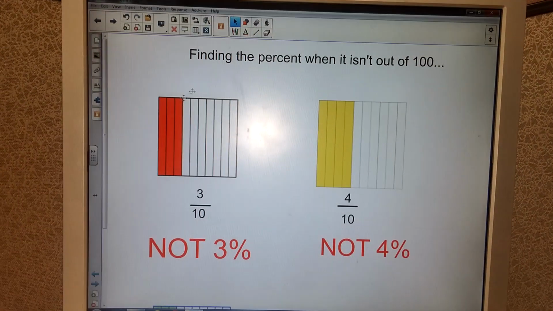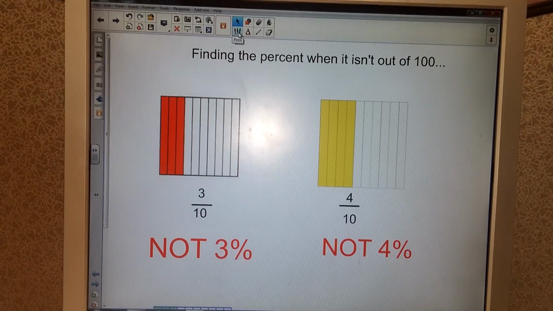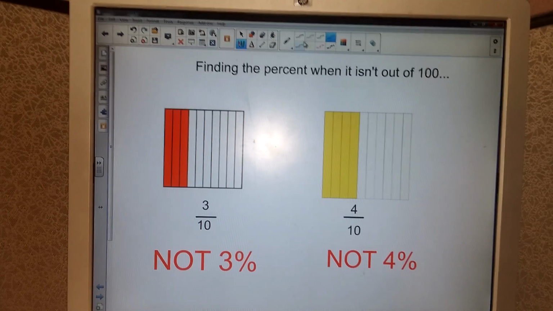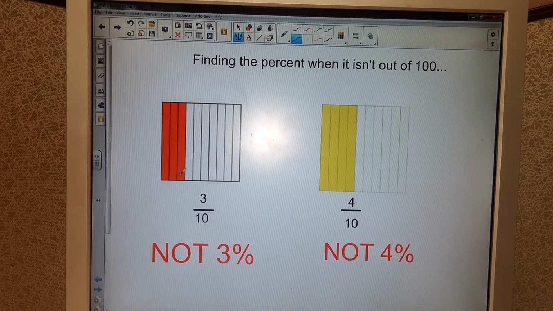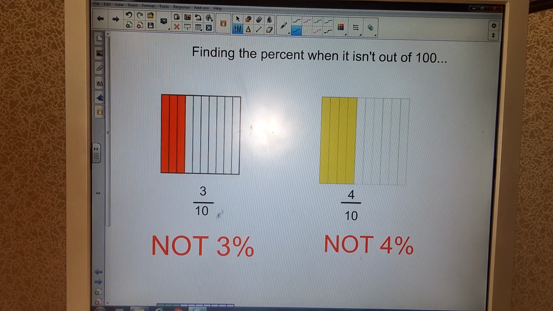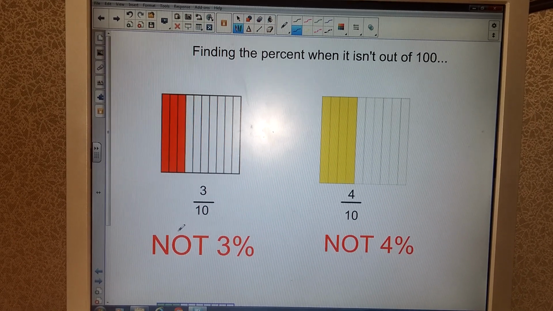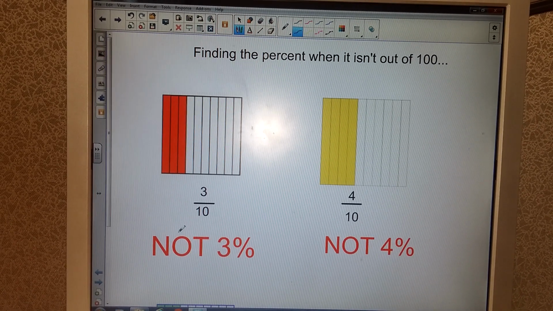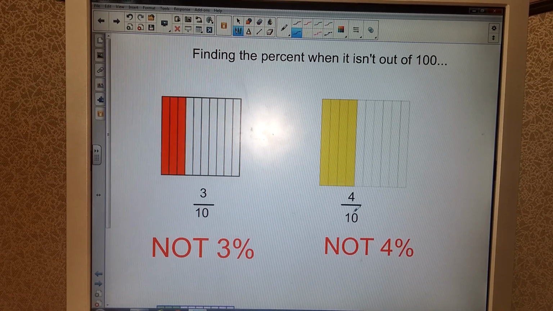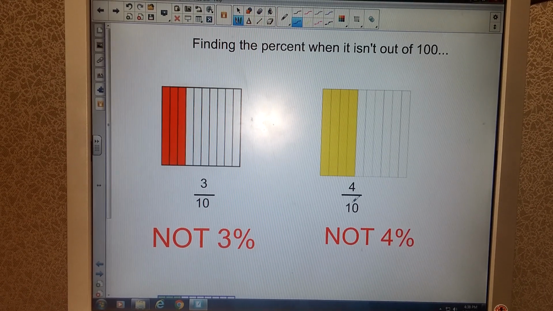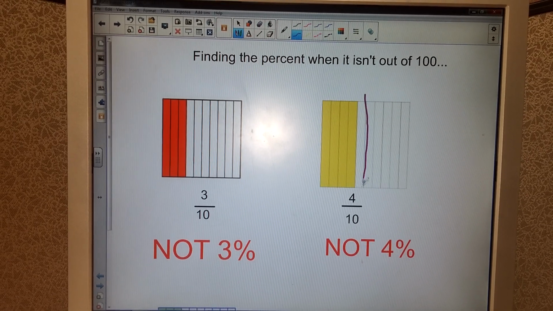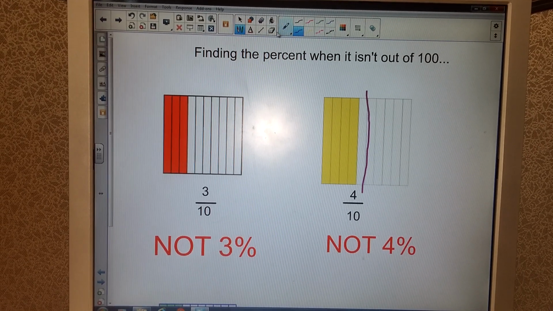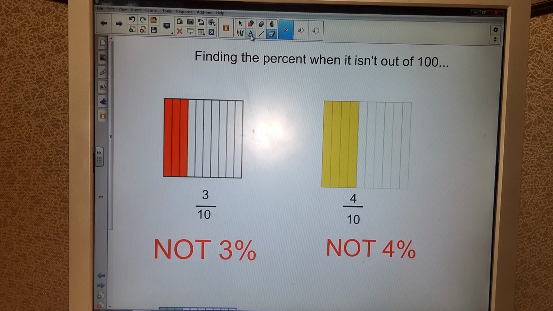So finding the percent when it isn't out of 100, that's really the key for today, is making an equivalent ratio out of 100. So when we look here, there's 3 shaded out of 10, but 3 out of 10 is not 3%. Over here, 4 out of 10, that is not 4%. It's much more than 4%, because look, almost half of it is shaded in. That's nowhere near 4%. 4% is a tiny amount.